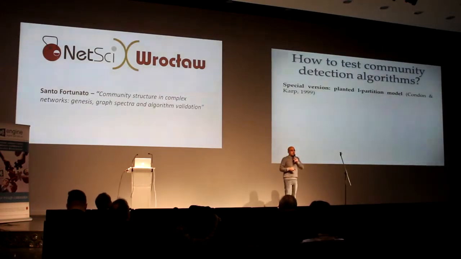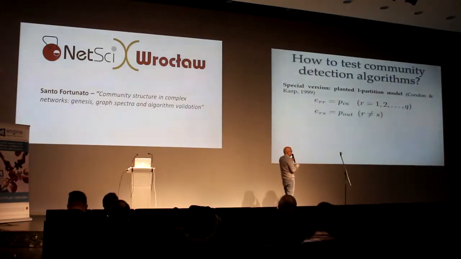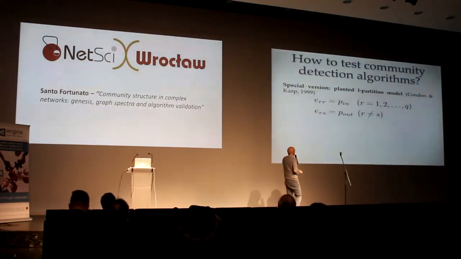In calculations, in the literature, there is a special version of this model that is being used. It's called the planted partition model, in which you just set p_in on the diagonal elements of the stochastic block model matrix, for any value of r. So there is the same probability for nodes of the same color to be linked, regardless of the specific color. And there is a common probability p_out for nodes of different colors to be linked.